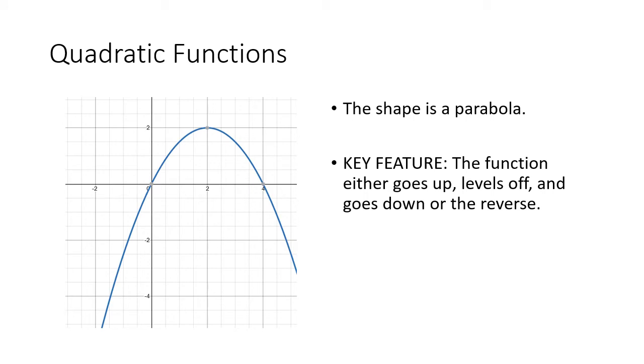Next is our quadratic functions. So quadratic functions, the shape is what's called the parabola. That means that the graph is going to go up and then come back down, or it might go down and come back up. Either way, it makes either kind of a U shape or an upside down U shape with the graph.